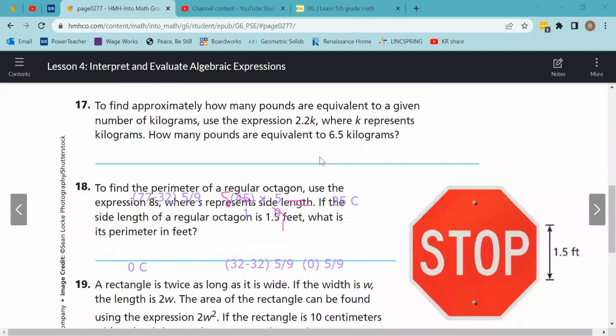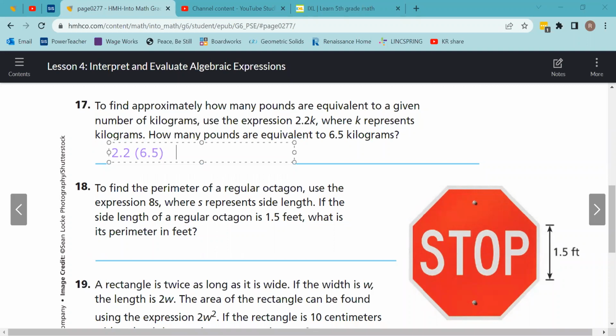17. To find approximately how many pounds are equivalent to a given number of kilograms, use the expression 2.2K. We've been doing this with our conversions, where K represents kilograms. How many pounds are equivalent to 6.5 kilograms? So again, we plug it in. 2.2 times the K, which is 6.5. Punch it in your calculator.